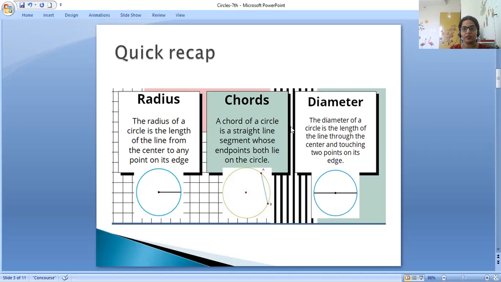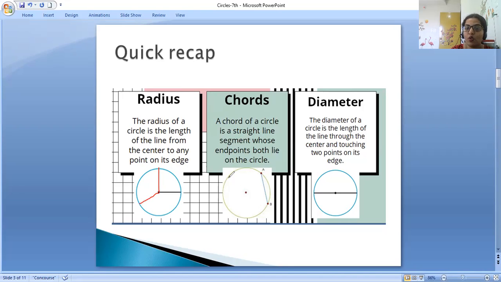So you can look at the pictures. It is very easy to understand. So radius could be this one as well, because this is also following the definition, right? It is the length of the line from the center to any point on the edge. So this is the center, this is the edge. So can I call this one as well the radius of the circle? Yes, I can call it that, right?